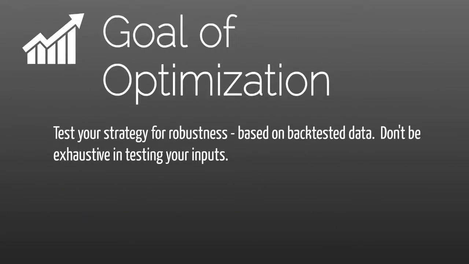So the goal of optimization is to test your strategy for robustness. When you optimize your strategy, you want to see how it works over the tested data, and then what happens when you go live in the market. That's why we look at in-sample and out-of-sample data, and why we run your system and then forward test it. We always want to create a strategy and then forward test it. We want to see that whatever inputs we've created, that performance is reflected going forward.